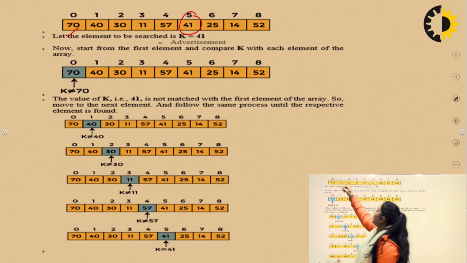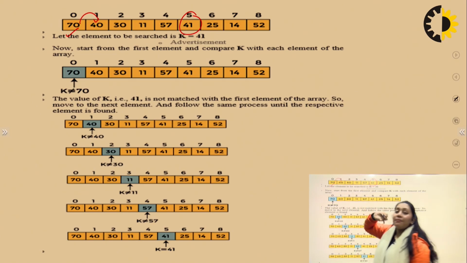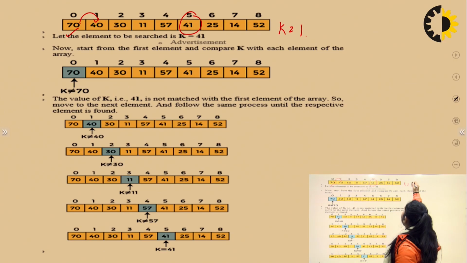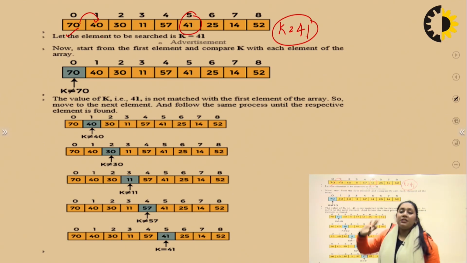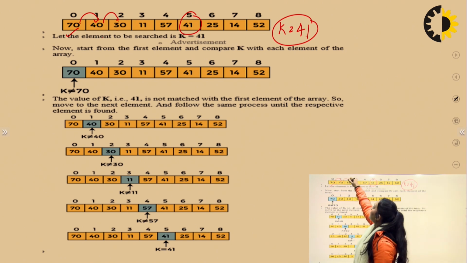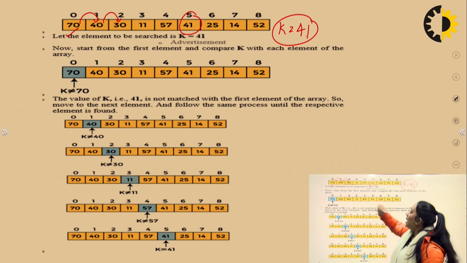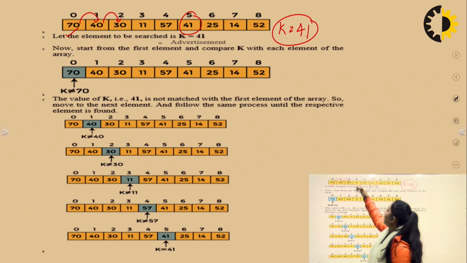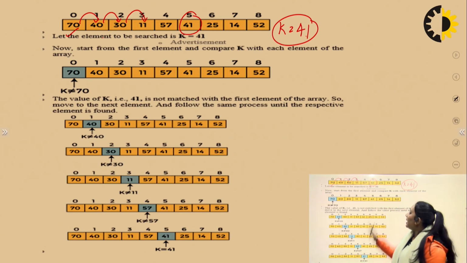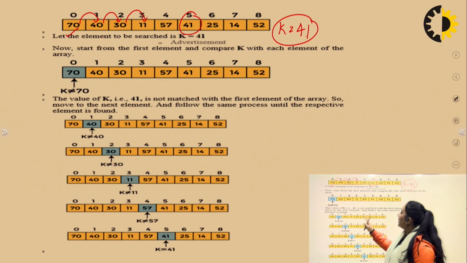It goes further. Then it goes to the next element of the data set, that is 40, right? The element to be searched is k equal to 41, right? 41 is not equal to 40, which means the number is not matched. So again, it moves to the next element, the second position, 30. Is 30 equal to 41? No. Then again, it is not matched, and it goes to the next position, 11, right? Is 11 equal to 41? No, it is not matched.